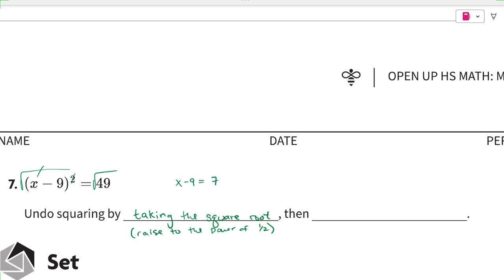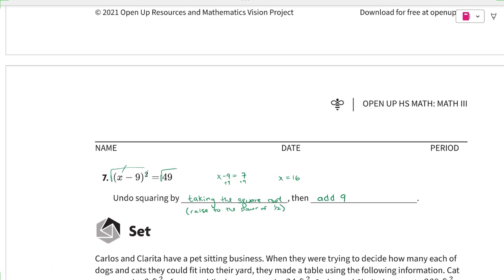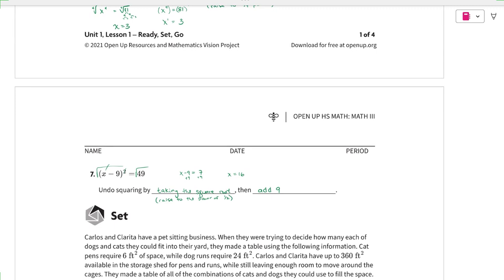So now I still have this minus 9 attached to my x. So if I add 9 to both sides, I'm going to get x totally by itself. And 7 plus 9 is 16. Excellent. Okay, so our ready problems are done.